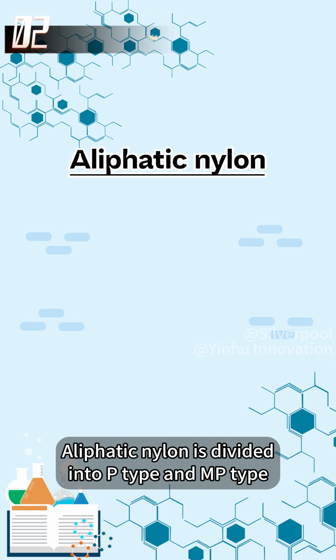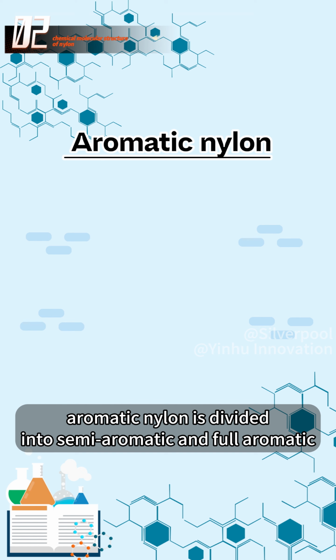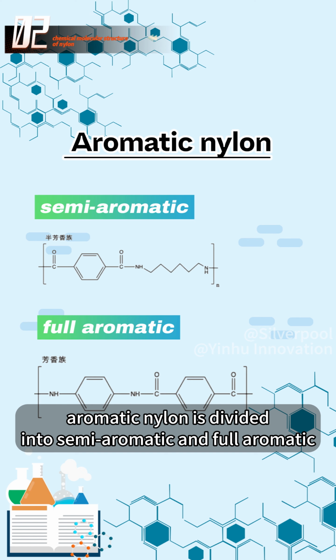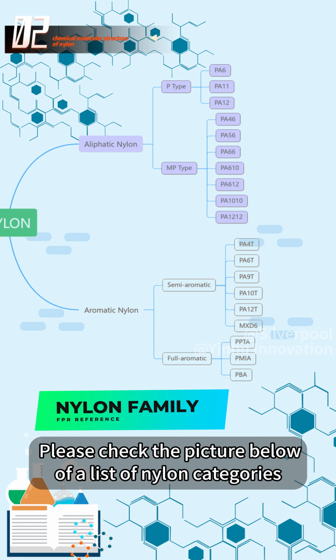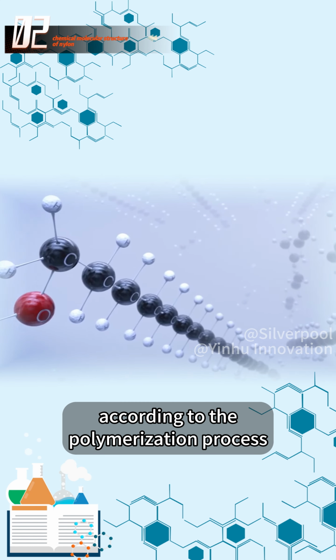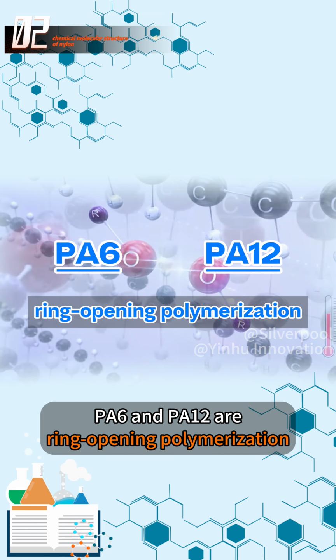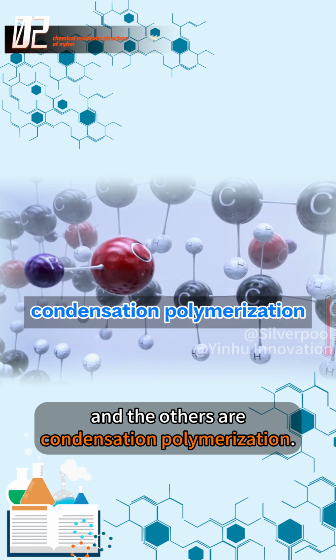Aliphatic nylon is divided into P-type and MP-type. Aromatic nylon is divided into semi-aromatic and full aromatic. Please check the picture below for a list of nylon categories. According to the polymerization process, PA6 and PA12 are ring-opening polymerization, and the others are condensation polymerization.